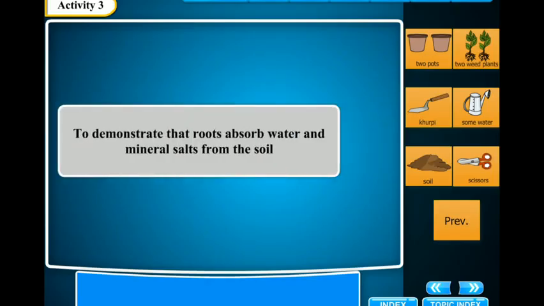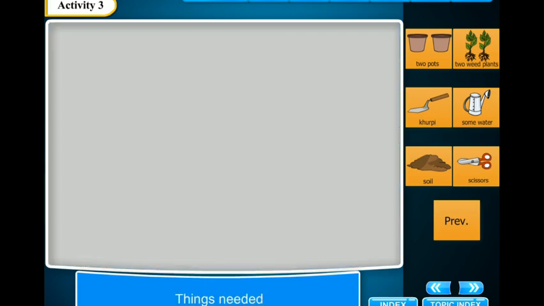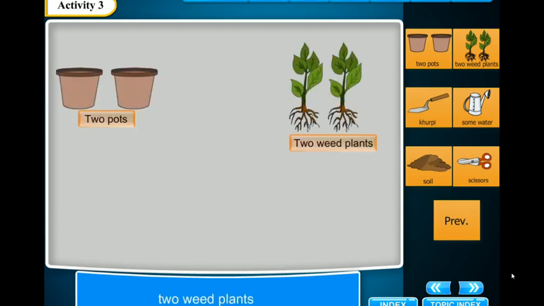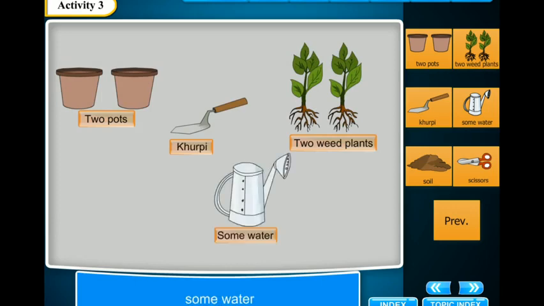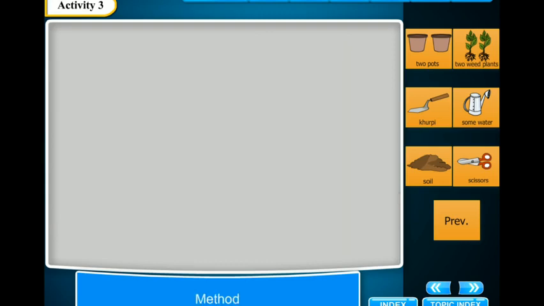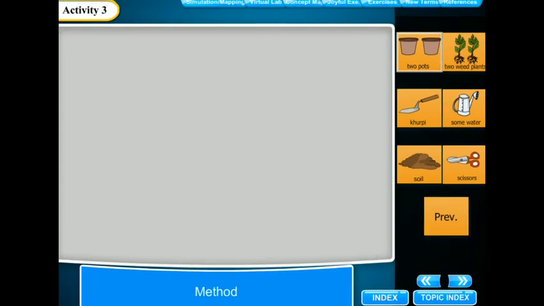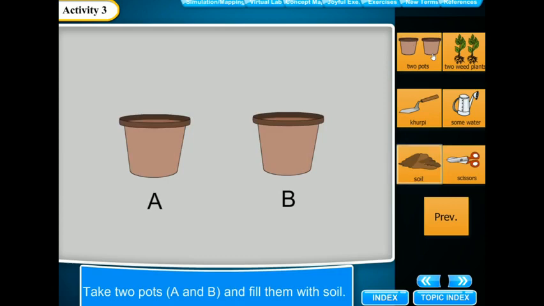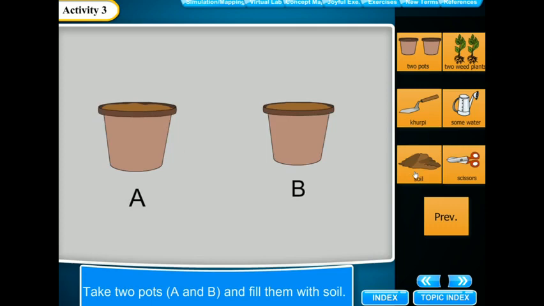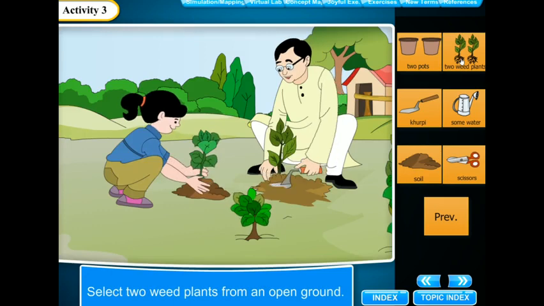Activity 3. To demonstrate that roots absorb water and mineral salts from the soil. Things needed: 2 pots, 2 wheat plants, khurpi, some water, soil, a pair of scissors. Method. Take 2 pots, A and B, and fill them with soil. Select 2 wheat plants from an open ground.